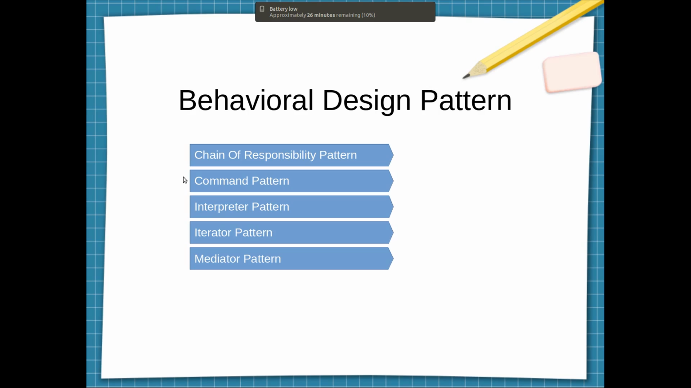Behavioral patterns are concerned with providing solutions regarding object interaction, how they communicate, how some objects depend on others, and how to segregate them to be both dependent and independent and provide both flexibility and testing capabilities. We'll look at the behavioral design patterns in depth by taking an example of each of the patterns specified here.